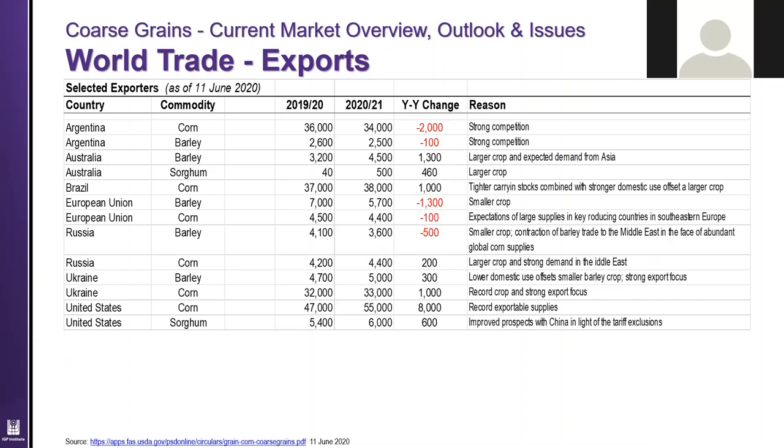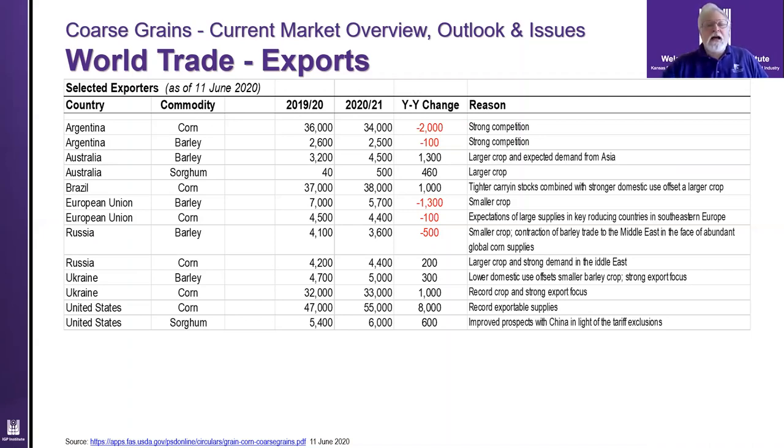These are the changes year to year on the exporters. We see Argentina down, dry weather, more competition for both corn and barley. We're seeing Australia, the barley exports being up 1.3, and I think it'll actually be higher than that, closer to 2.5 million metric tons, which is key.